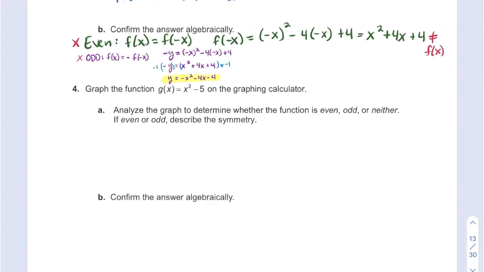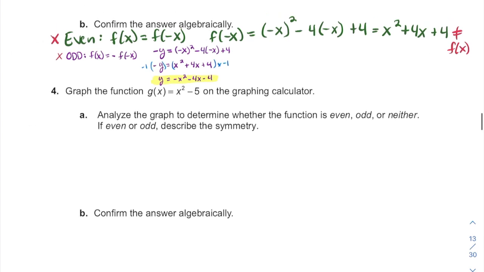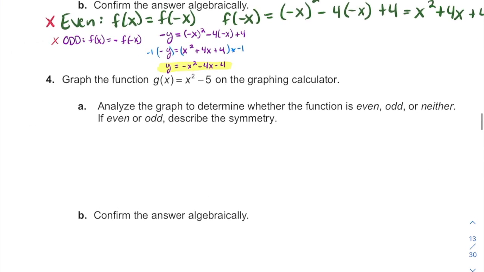So we're going to do, I believe this is our last one. Yep, we're going to do one last one together before these notes finish. And then when you come back to class, whether that's this Monday or this Wednesday, we're going to do a lot of group practice together on this. So graph the function g of x is equal to x squared minus 5 on our calculator.